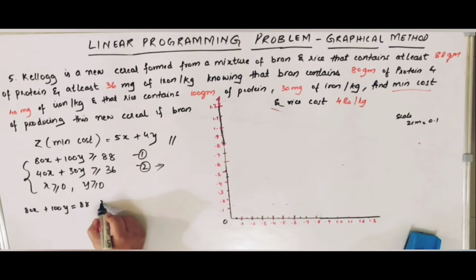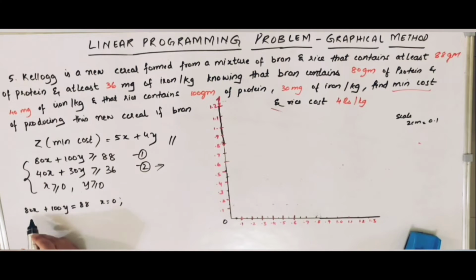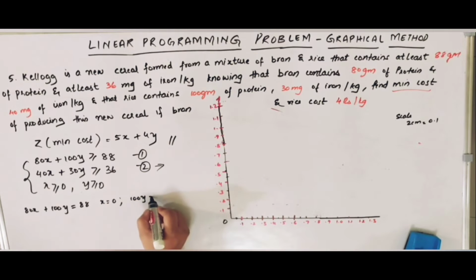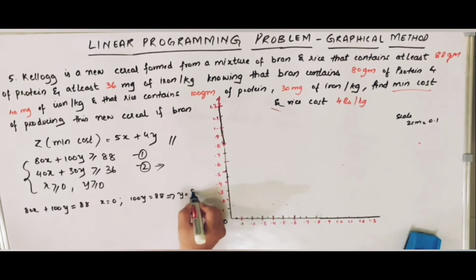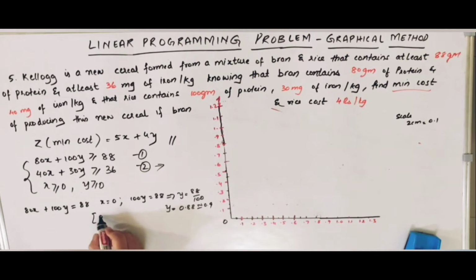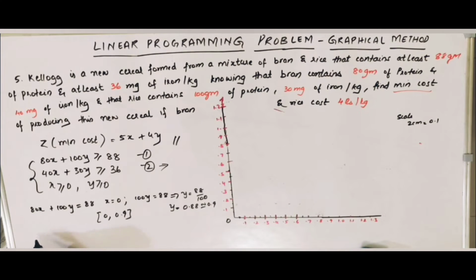To start with, we'll assume x is equal to 0. If x is substituted as 0, we will get 100y equal to 88, which means y is equal to 88 by 100, that is y equals 0.88, approximately 0.9. So our first point is (0, 0.9). Now let's get the second point. To get the second point, we'll assume y is equal to 0. If you put y equal to 0, you'll get 80x equal to 88. So x is equal to 88 by 80, that is 11 by 10, which is 1.1.